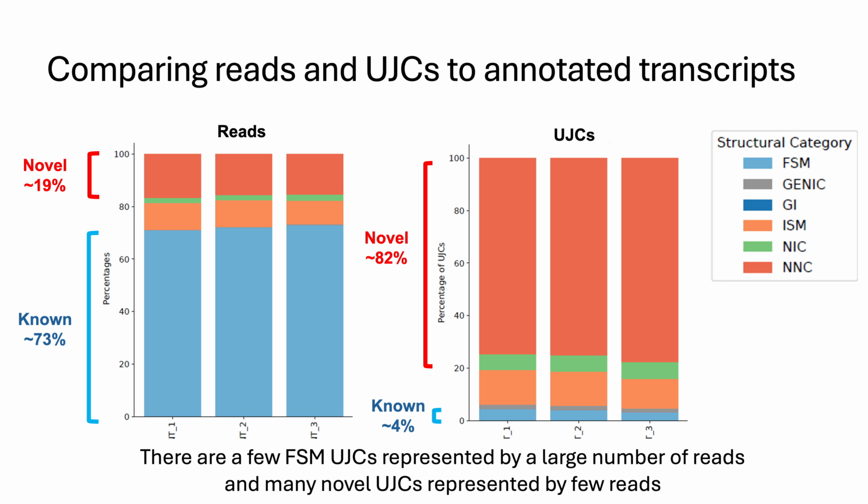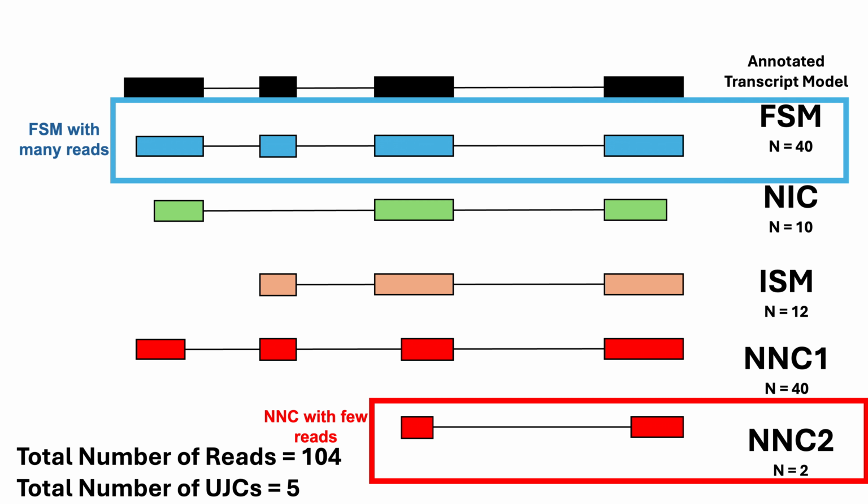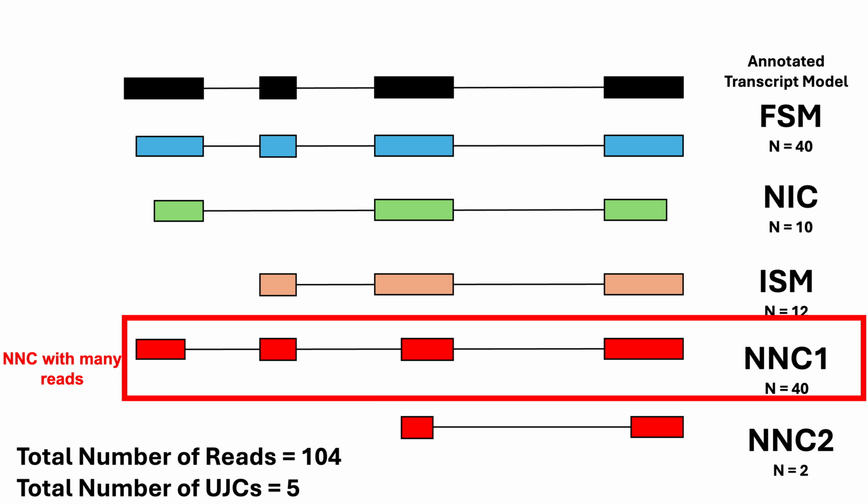This is because in general, we see that there are a small set of full splice match UJCs represented by a large number of reads, and there are many novel UJCs that are represented by few reads and in many cases only one read. So if we go back to our example, we can see that there's an FSM that represents 38% of the reads in the gene and an NNC that represents only 2% of the reads in the gene. However, there's another group of UJCs of interest, which are novel UJCs that are represented by many reads.